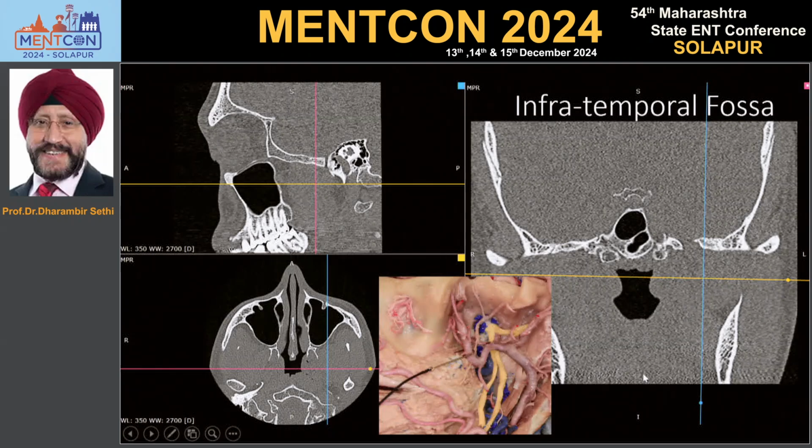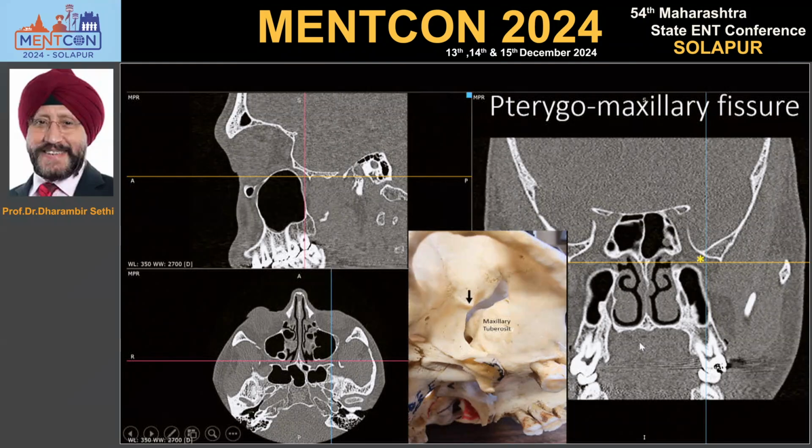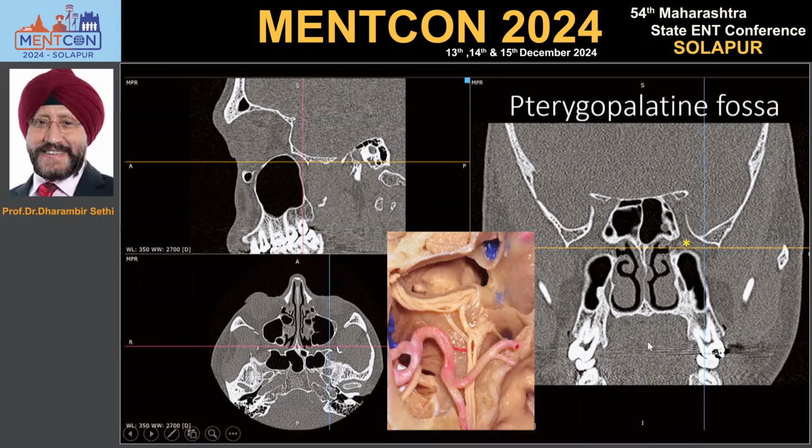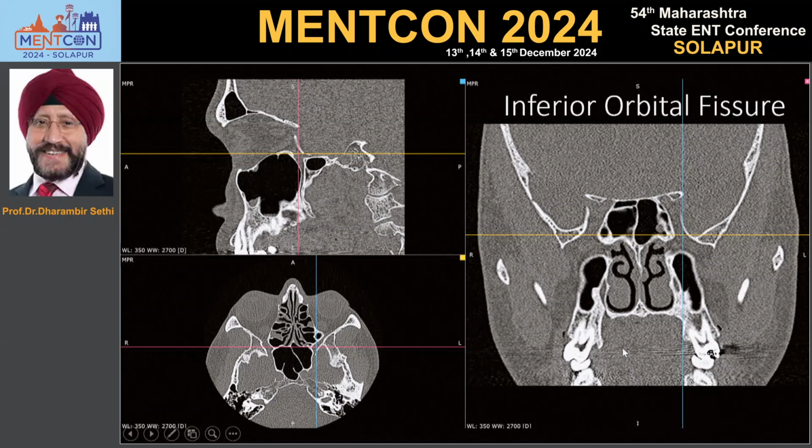Laterally, it communicates with the infratemporal fossa through the pterygomaxillary fissure. This is the pterygomaxillary fissure, and you can see it on the CT scan here in all three different planes. It leads on into the pterygopalatine fossa right here. As we know, the pterygopalatine fossa is a very important conduit for a lot of structures that pass from the anterior nasal cavity towards the sphenoid sinus and even to the middle cranial fossa. So here is the infraorbital fissure.